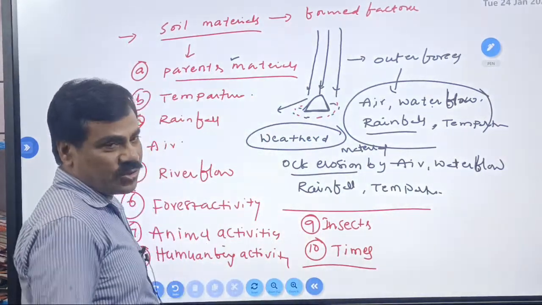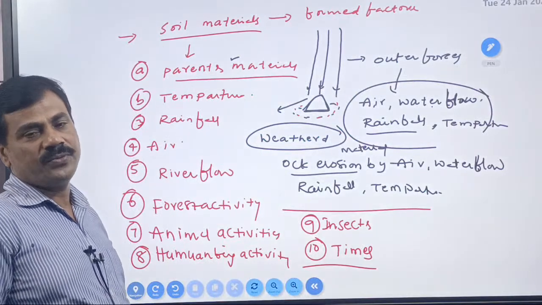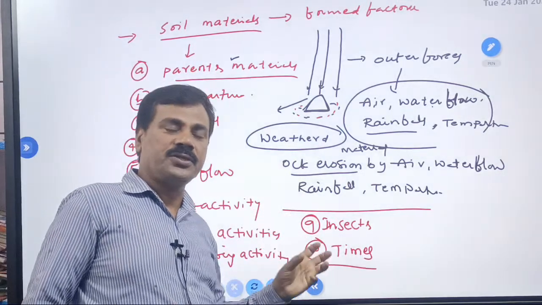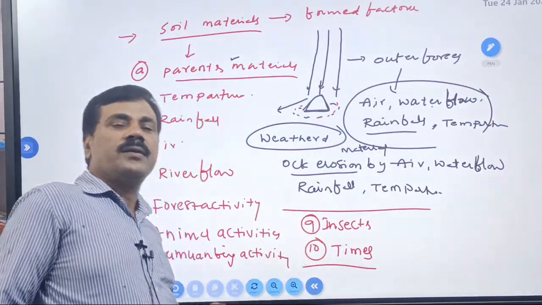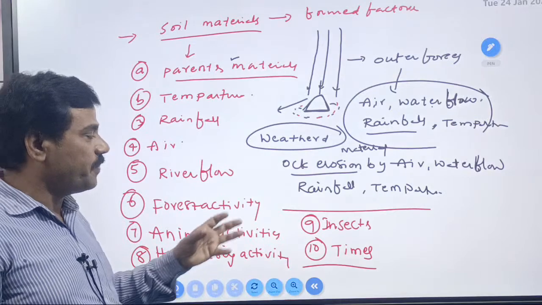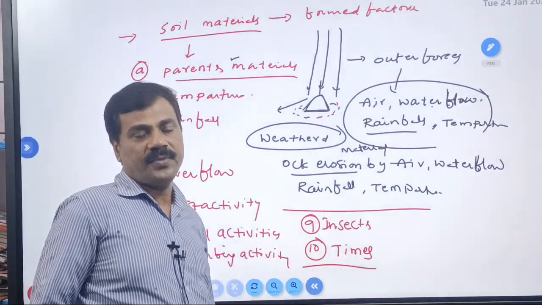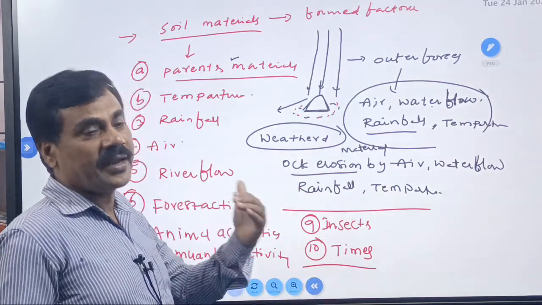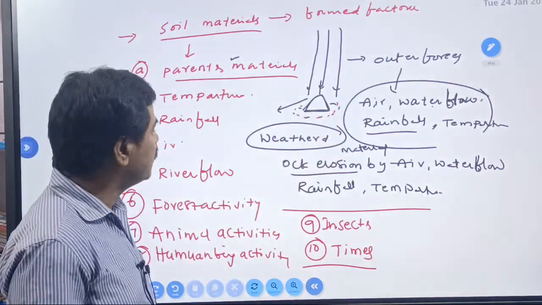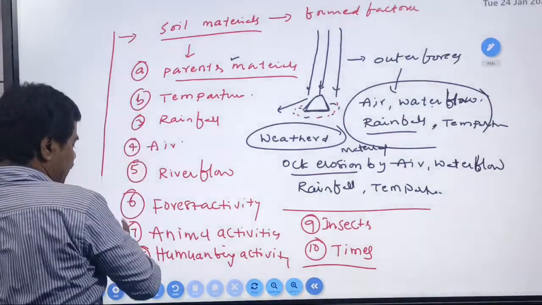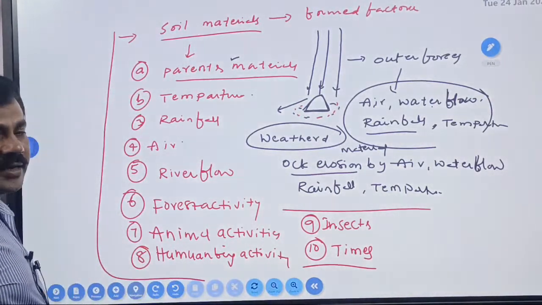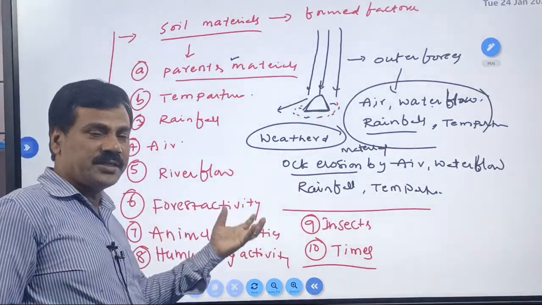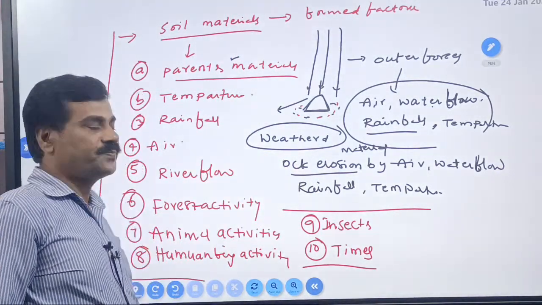Time is very, very important to the growth of productivity. The growth of fertility depends on the time period. As time gradually increases, soil fertility gradually increases. So these factors decide whether soil fertility is increasing or decreasing. Soil formation depends on these factors.